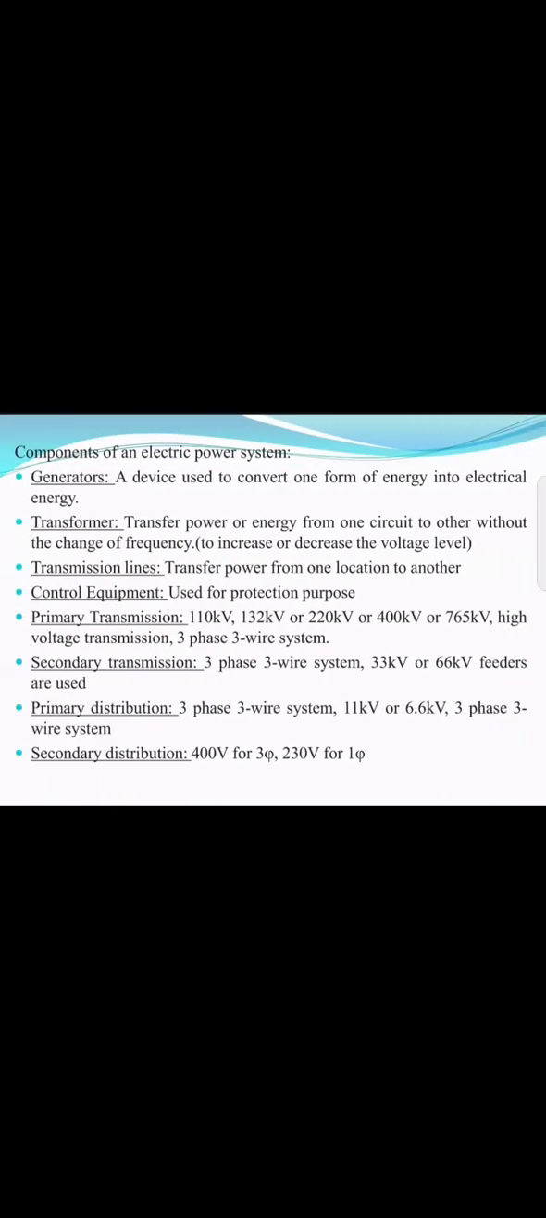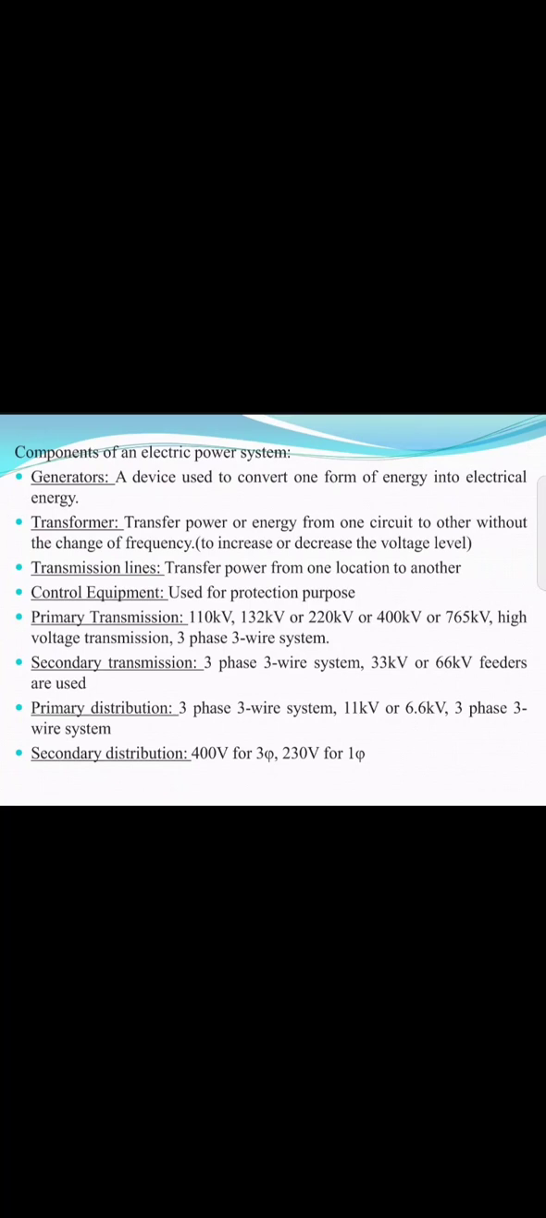Next, let us see the components of electrical power system. Here the components are generators, transformer, transmission lines, control equipments, primary transmission, secondary transmission, primary distribution and secondary distribution. Generators. It is used to generate the electrical power. Next one, transformer. It is used to step up or step down the voltage level without changing its frequency. And the next one, transmission line. It is used to transmit the power from one end to the other end. And the next one, control equipments. They are used for protection purpose. Mostly they are used in the transmission lines.